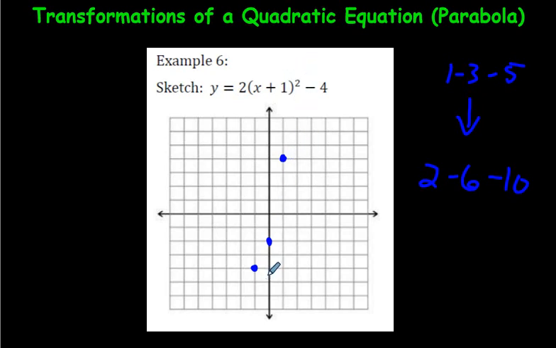So most teachers are happy if you just plot 5 points to make a parabola, you'll probably be okay. 1, 2, 3. Where's the other 2? Well, mirror image. Just do the mirror image. And then you're good to go. So this parabola is skinnier than usual. It's been stretched by a factor of 2.